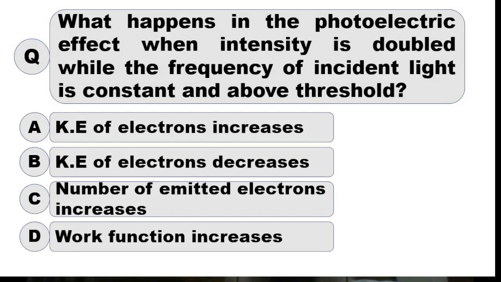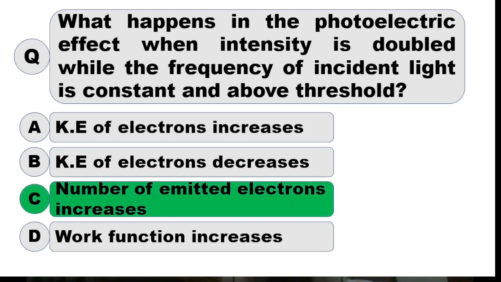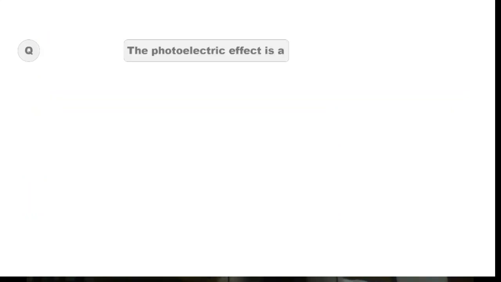What happens in the photoelectric effect when intensity is doubled while the frequency of incident light is constant and above threshold? A. Kinetic energy of electrons increases, B. Kinetic energy of electrons decreases, C. Number of emitted electrons increases, D. Work function increases. The right option is option C, number of emitted electrons increases.